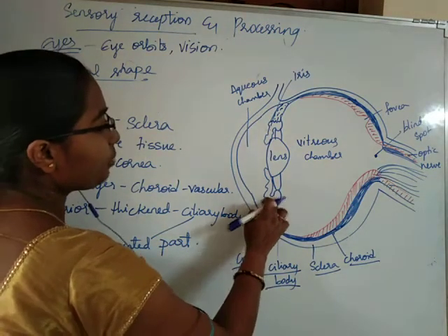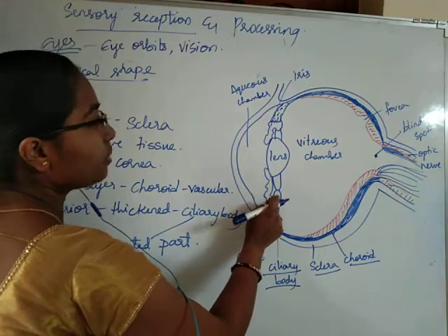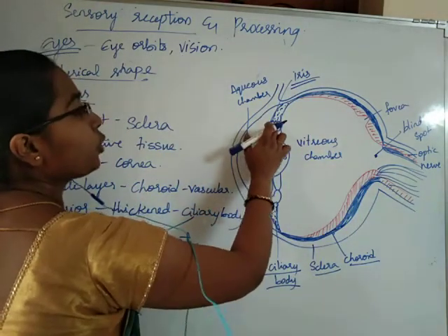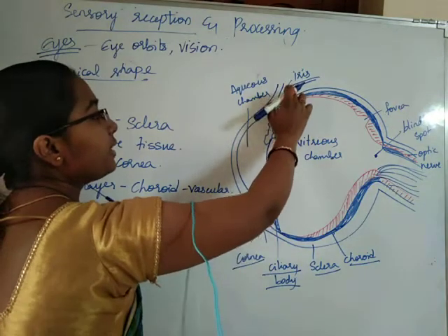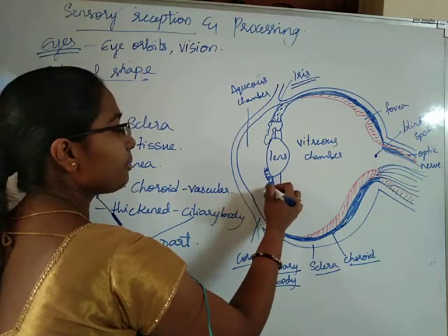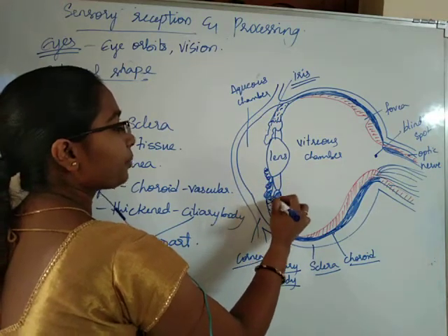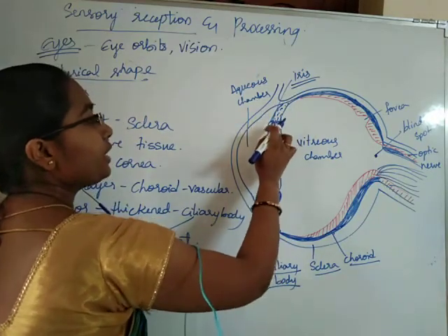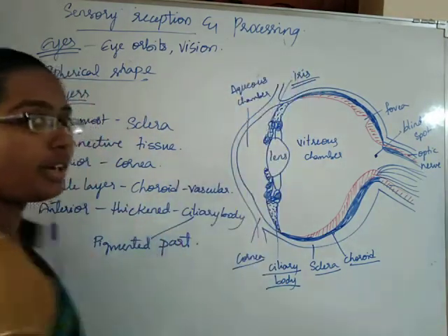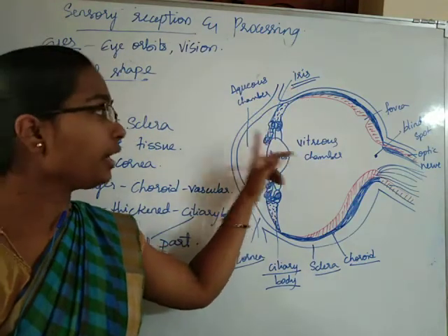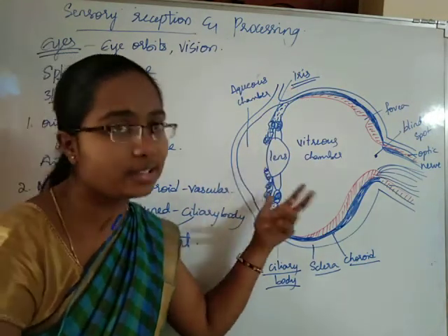Attached to the ciliary body, there is a group of muscles called as iris. You can see, I will just show it here by dark lines, okay. Attached to the ciliary body there is iris. And let us learn regarding the function of iris later on.